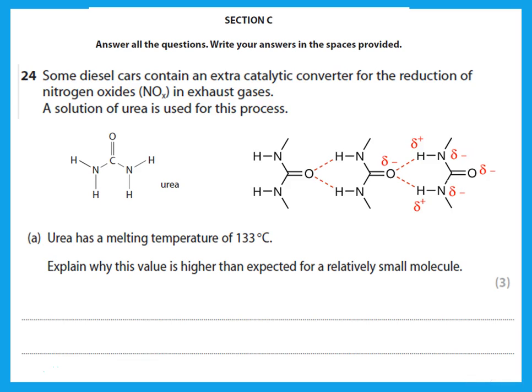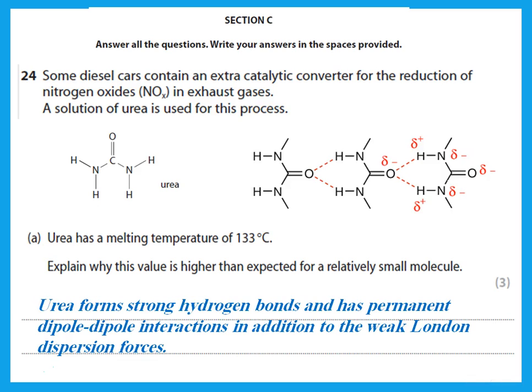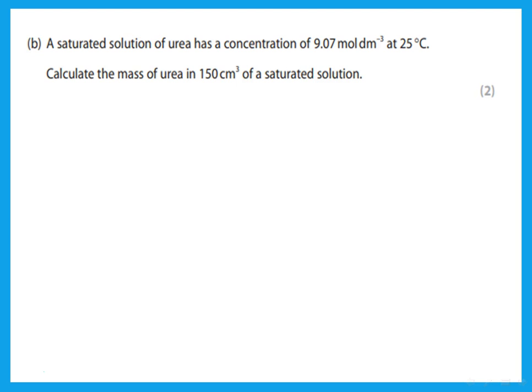Well, let's look at this. First of all, it has a permanent dipole-dipole interaction. It also has hydrogen attached to an electronegative element, so it can form hydrogen bonds between the molecules. And of course, it has the weak London dispersion forces. Remember that the hydrogen bonds and permanent dipole-dipole interactions are stronger than those of any other molecule that has only weak London dispersion forces.